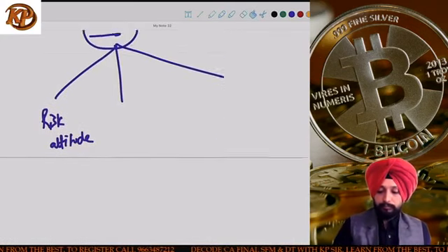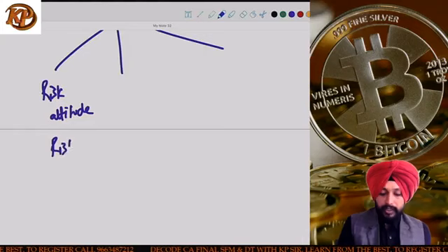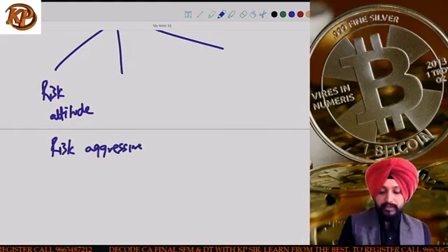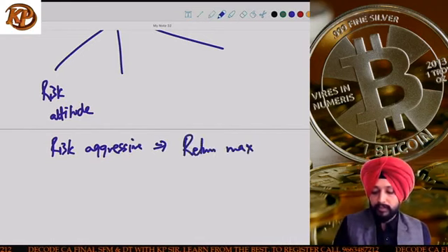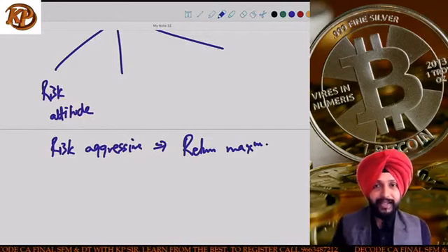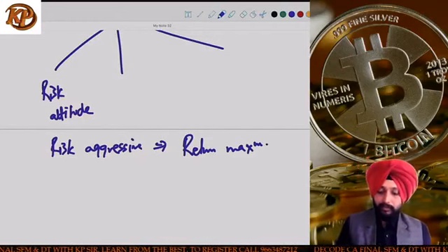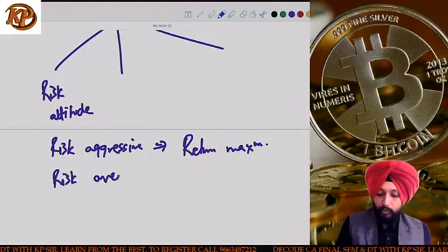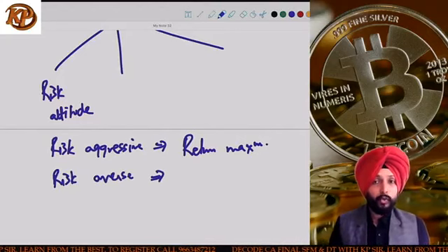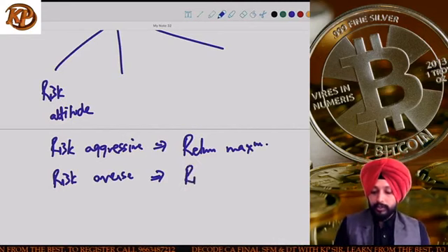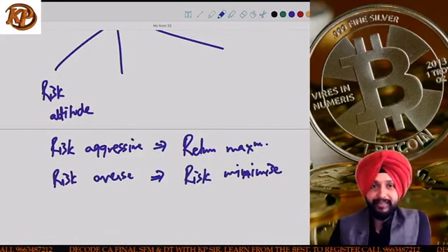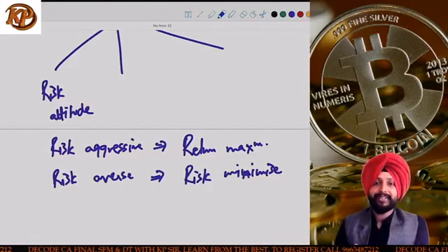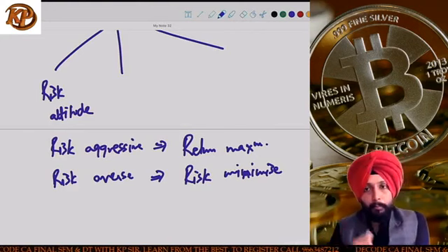What did we discuss in this? If an investor is risk aggressive, risk aggressive means you don't mind taking risk. What we need to do is return maximization. If the investor is risk averse, what do we mean by that? Risk averse means we don't like taking risk. If we don't like taking risk, the idea is to minimize risk. So if you are risk aggressive, we will try to maximize the return. If you are risk averse, we will try to minimize the risk. Based on that, we will decide what is the optimum portfolio for an investor.